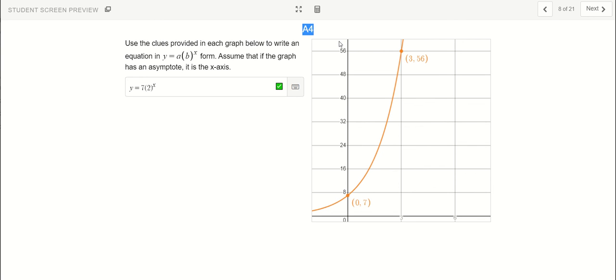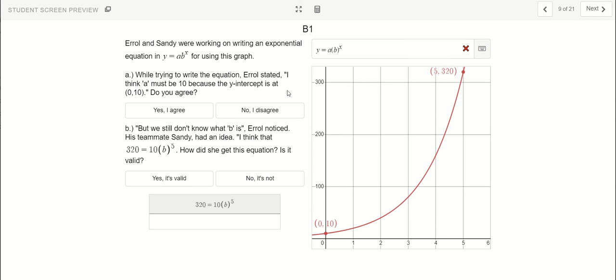You might notice that this last question is a little bit more difficult than the other ones. So for section B, we're going to explore this question a little bit further. Here we're trying to write an equation for this one. Notice that Errol is saying that he thinks A must be 10 because that's the y-intercept, and we agree. All right. His teammate Sandy says this must be the equation.